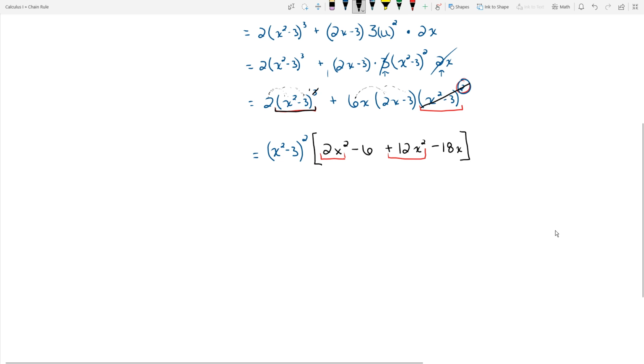So we can finalize this in simplified form as x squared minus 3 squared multiplied by 14x squared, and from greatest exponent to least, I would write this as 14x squared minus 18x minus 6, and we're done.